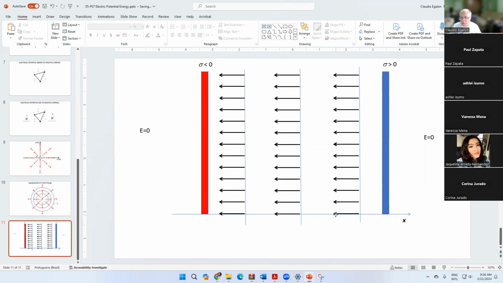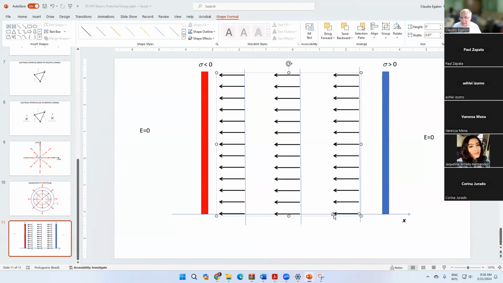Strictly speaking, the field is not exactly like that. We should have a little bit of a deviation, okay, from the horizontal direction. And here the field would have a slight deviation also from the horizontal direction. That's what we call the border effect. And that's something we can see in the data that you have there.